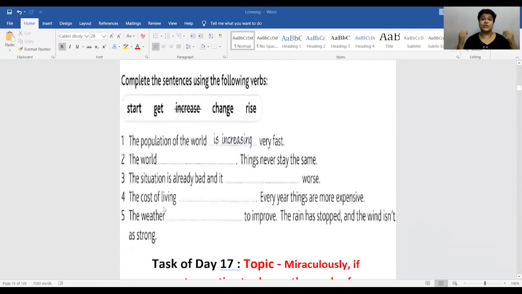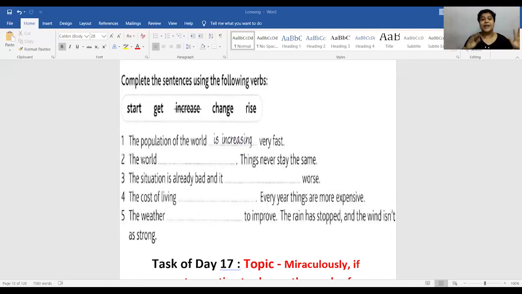Complete the sentences using the following verbs. So the verbs are given on top: start, get, increase, change, rise. The first one: the population of the world increase is changed to present continuous, and so it becomes is increasing very fast. Okay, so second one, the world dash things never stay the same. So the world is changing, right? Very good.